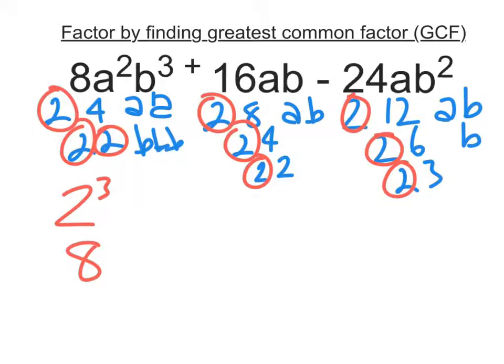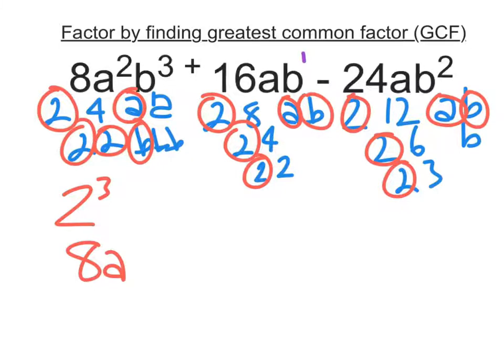Now let's take a look at the variables. So they all have at least 1 a in common, but when we're taking a look at this middle term, 16ab, I see that there are no more a's, so at most we can factor out a. Let's take a look at the next one. I see that each term has at least 1 b, but again, when we look at this middle term, I can see that because this is b to the first, there are no more b's. So we've got a few things left over.